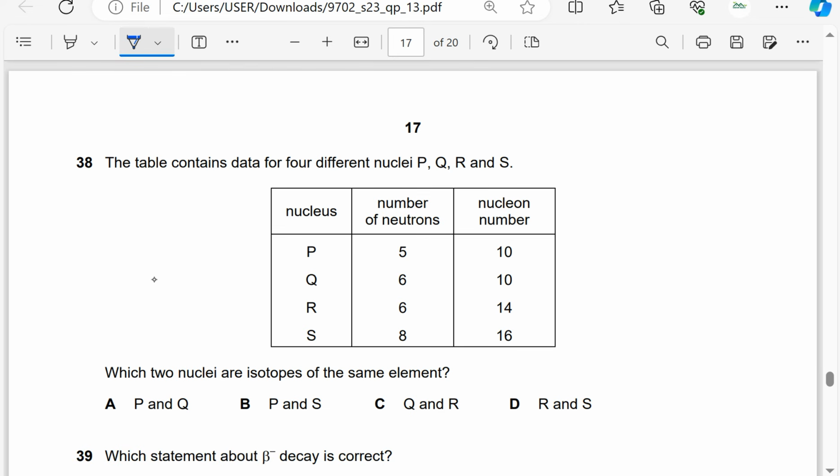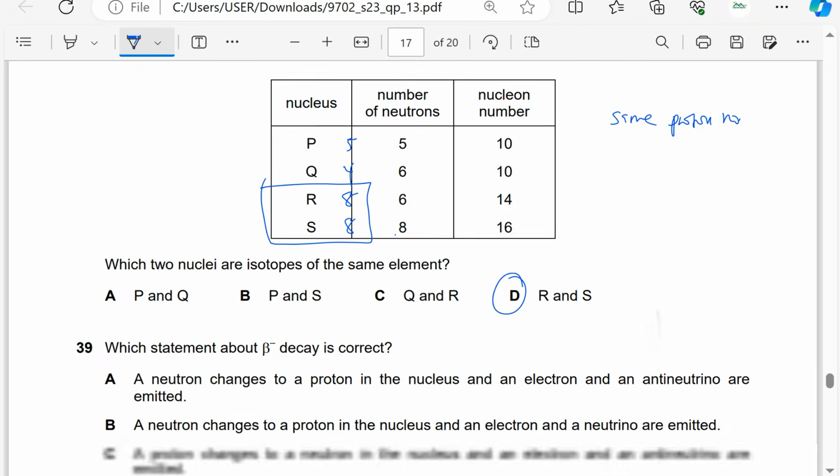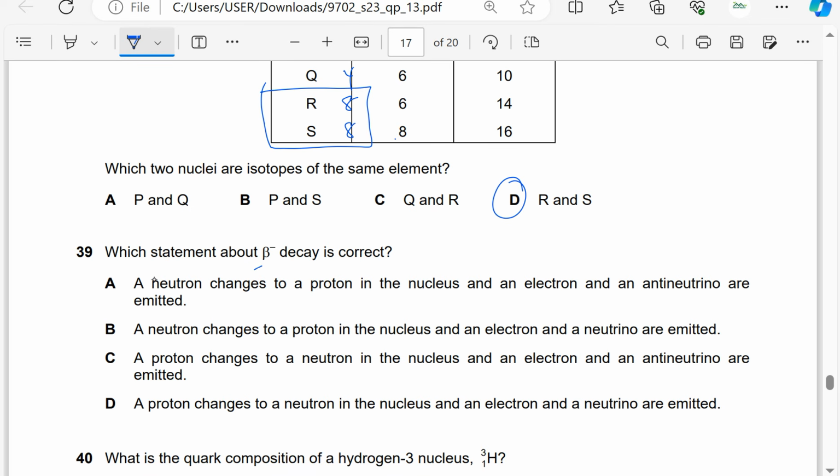So for the same element, isotopes should have the same proton number. So nucleon number minus neutron number, you get proton number. So this is 10 minus 5, proton number here is 5. 10 minus 6, proton number is 4. 14 minus 6, proton number is 8. 16 minus 8, proton number is 8. So these ones which have the same proton number are supposed to be the isotopes. So we have R and S. The answer is D.